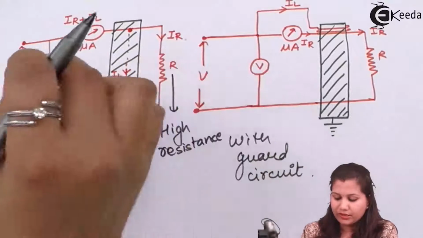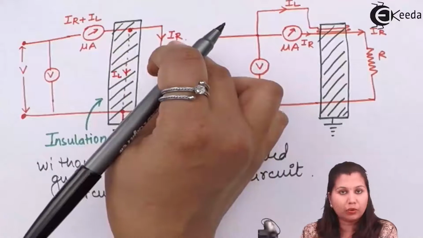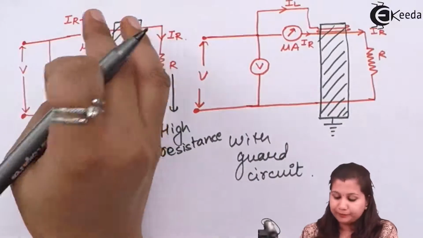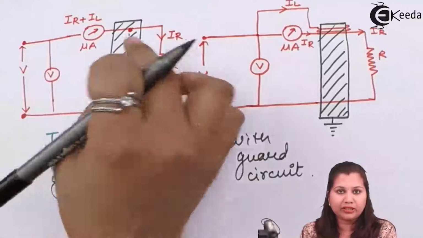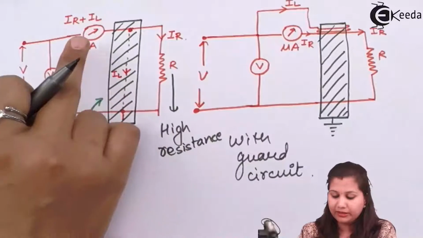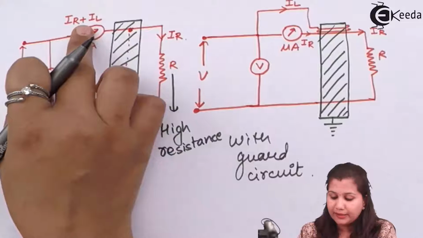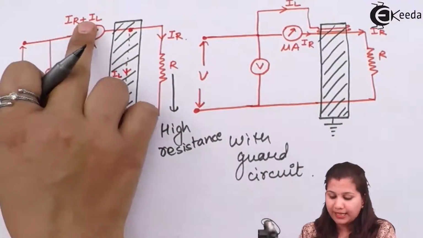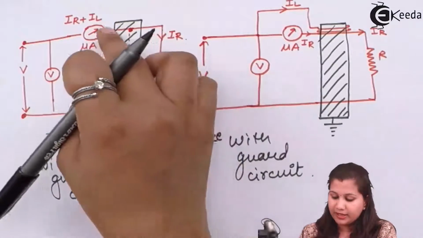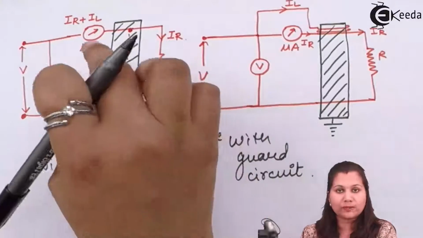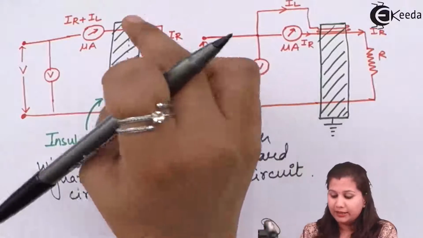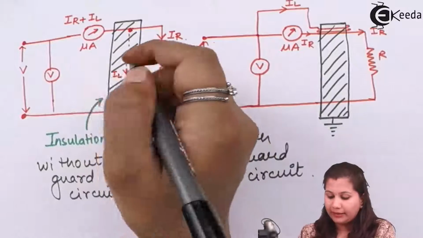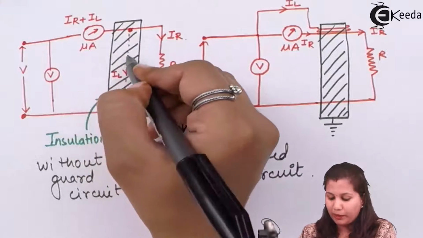Now to measure this unknown resistance, we have a voltmeter which is measuring the voltage across this resistance, and an ammeter which is measuring the current. The voltmeter is measuring the correct voltage, but the ammeter is measuring both the resistive part plus the leakage current. So IR, that is the current across the resistance, plus IL, that is the leakage current. This current is due to the insulation which is provided to the high resistance. This insulation also has some resistance value, and this current will also pass through it.